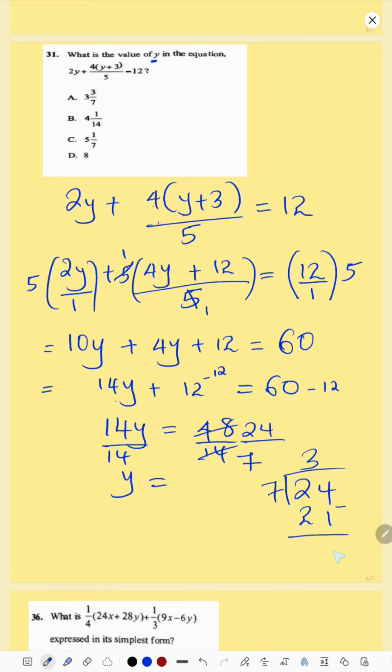And then you have a remainder of 3. So y will be 3 and 3 over 7. Therefore, the correct answer will be A. So this question is about just solving an algebraic equation. But in order to get this question right, you also need to have the concept of working out fractions, and we are going to look into that in another lecture.